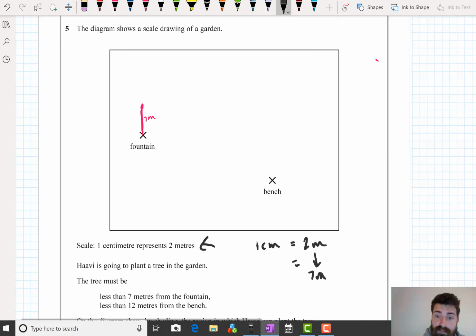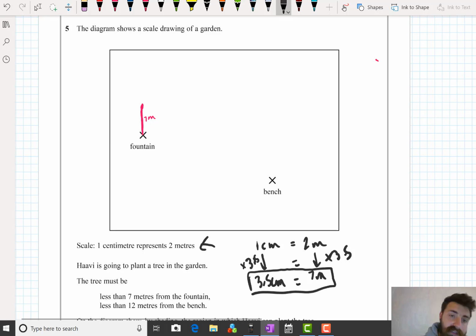3.5. Times it by 3.5, times the other side by 3.5. Remember, when you're multiplying 1 by anything, it's just itself. We need a 3.5 centimetre line to represent 7 meters. So let's pretend this is 3.5 centimeters. Actually, I think that could be around 3.5 centimeters. Now, of course, stretch your compass 3.5 centimeters and then spin it round.